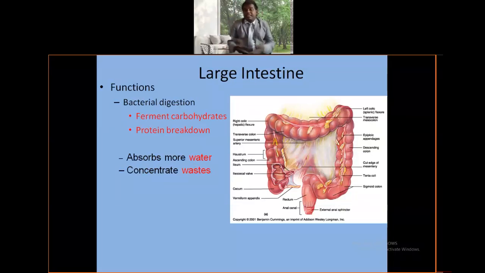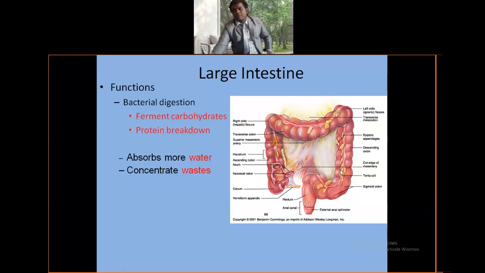For example, this is the large intestine. This is the cecum, where the small intestine enters, and the vermiform appendix is also there. This is the ascending colon. This is the descending colon. This is the middle one, with many foldings, the transverse colon.